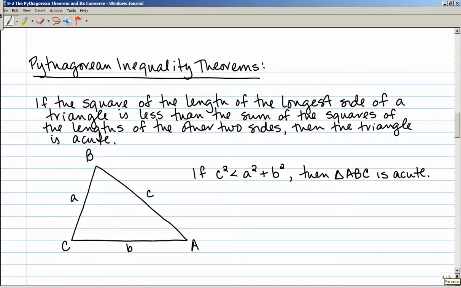And there are two Pythagorean inequality theorems. The first one says, if the square of the length of the longest side of a triangle is less than the sum of the squares of the lengths of the other two sides, then the triangle is acute. Or in other words, if c squared is less than a squared plus b squared, that means that c cannot be the hypotenuse of a right triangle. It's going to be shorter than the hypotenuse and will actually make angle C an acute angle. So if c squared is less than a squared plus b squared, then triangle ABC is an acute triangle.